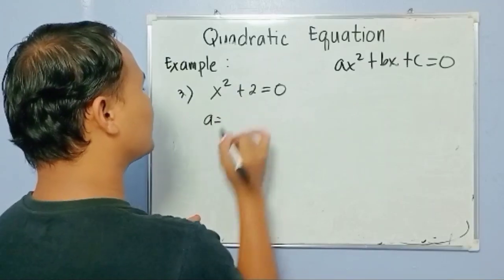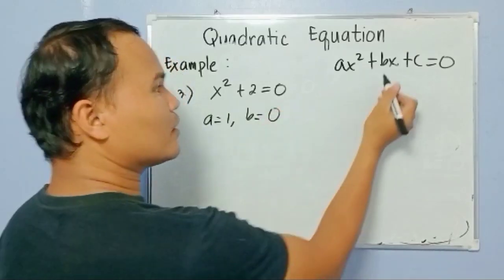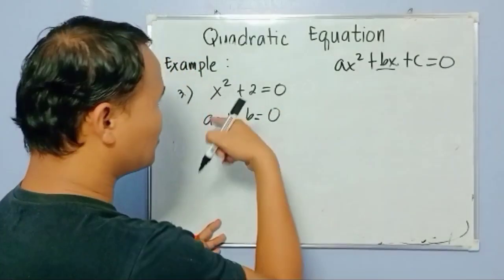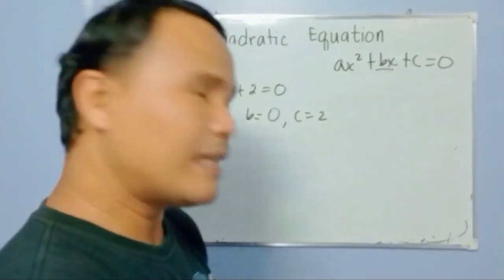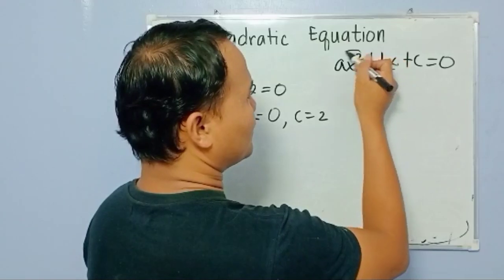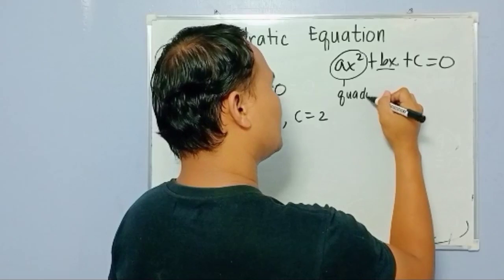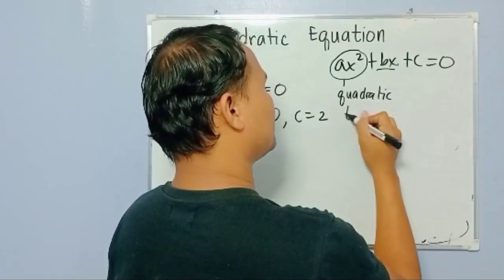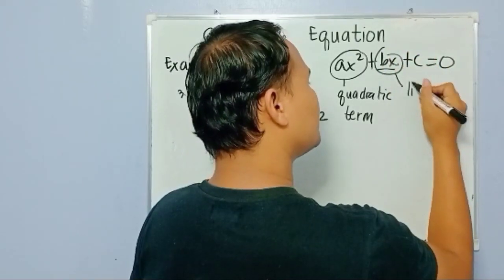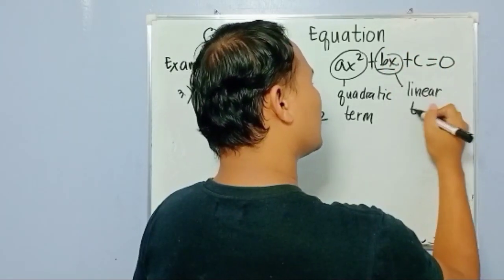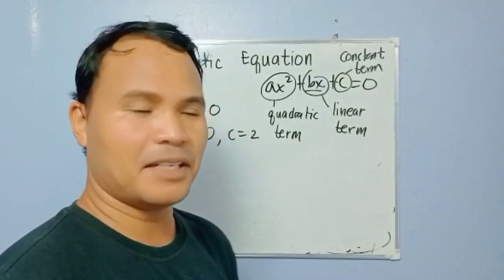What is the value of A? 1. The value of B? 0. So, wala may bx. So, 0 si B, automatic. Then si C, positive 2. Now, do not forget that ax squared is called the quadratic term. Si bx, gitawag na siya og linear term. Si C, gitawag na siya is the constant term.